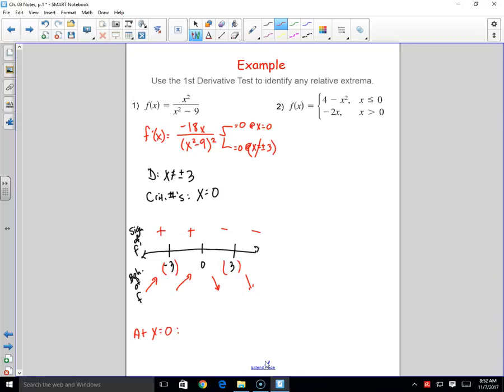Follow the flow. It's a maximum. And we already know that the derivative is 0 there, so not only do we know it's a relative max, we know it's a smooth turn relative max. You don't have to put any increasing or decreasing, because the problem just says to identify the relative extrema. So from the sign chart, we can say, booyah.